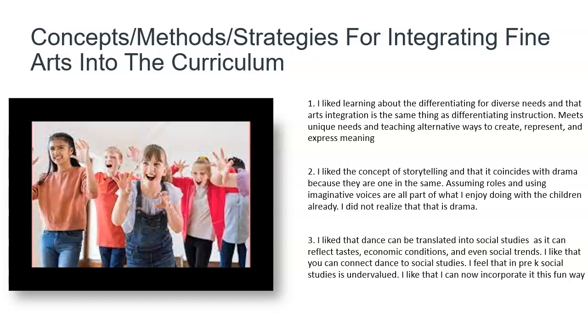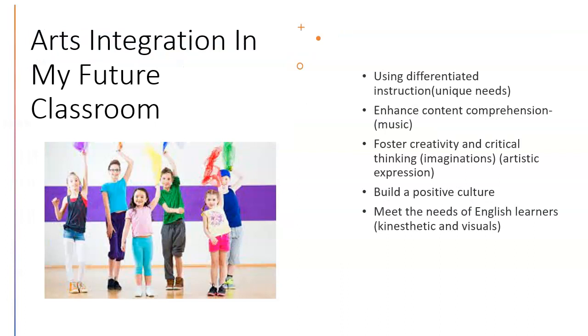And the third one is I like dance, because I found something in the textbook, in chapter 9, I believe, that said it translates into social studies because it can reflect your taste, economic conditions, and social trends. So I think that this is great again for the age level that I'm working with right now, pre-K, because I feel like social studies is something that's undervalued and underrepresented right now in pre-K.